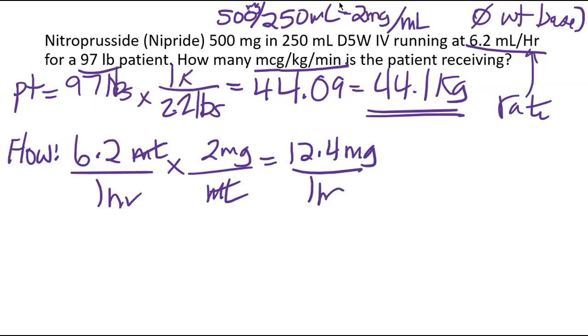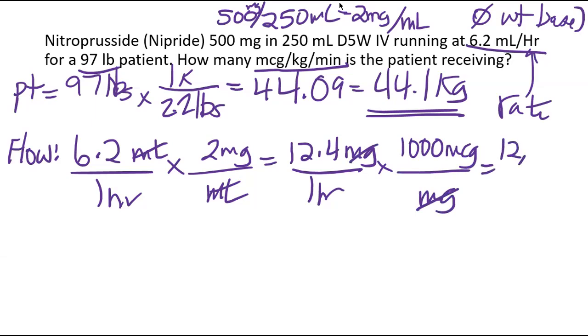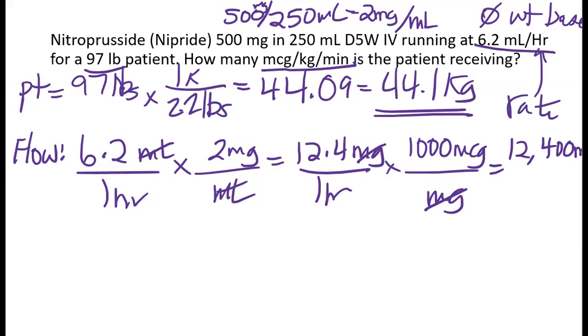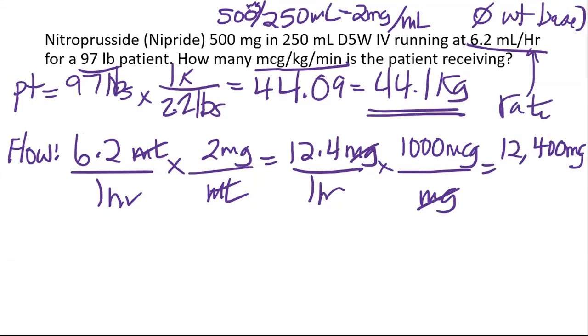Okay, we're still far away. We need to figure out, this is actually the rate, so we also have to convert this to micrograms. We can do this by going 1,000 micrograms in a milligram. We cross out the milligrams and we're going to get 12,400 micrograms per hour. Okay, per 1 hour. So we're still going here. We want to know how much we're giving to this patient. So we're actually giving a total of 12,400 micrograms per hour.